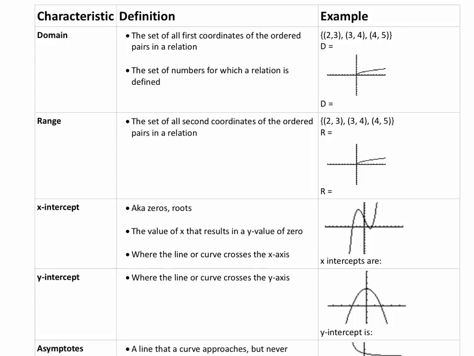In this video, we are going to look at characteristics of functions. In order to do that, we need to review several different definitions. The first being the domain. This is the set of all first coordinates of the ordered pairs in a relation. It is the set of numbers for which a relation is defined.